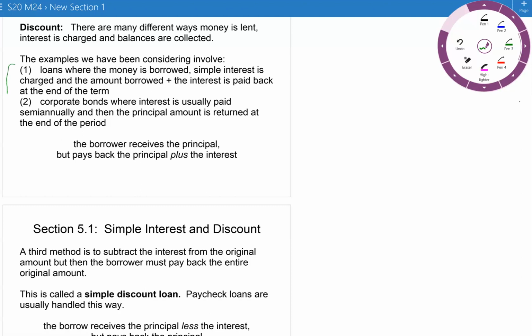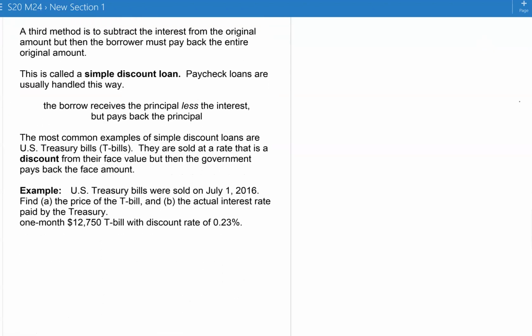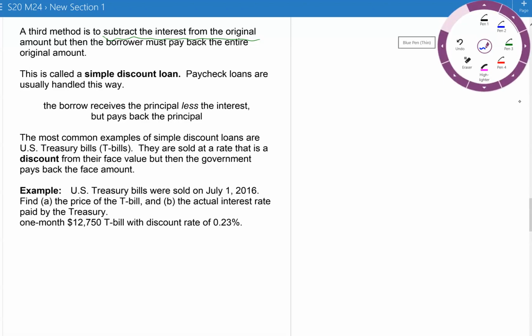So the two types we've talked about so far, money's borrowed, simple interest is charged, and the amount borrowed plus the interest is paid back, and the corporate bonds, those two are both scenarios where you receive the principal and pay back the principal plus the interest. So the discount method is the other method where they subtract the interest from the original amount, but then you pay back the entire amount. So this is called a simple discount loan. And paycheck loans at those paycheck lending places are handled this way. So the borrower receives the principal less the interest, but pays back the principal.